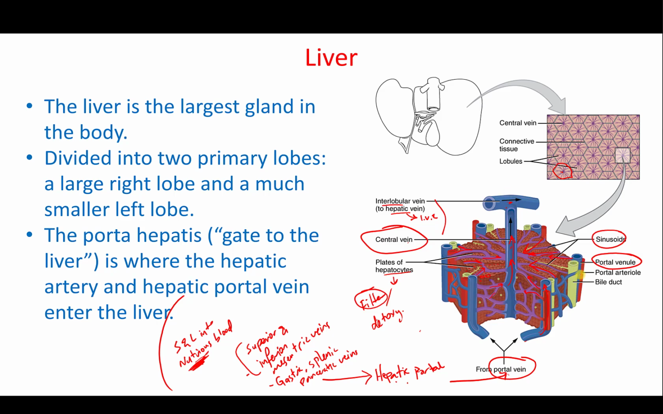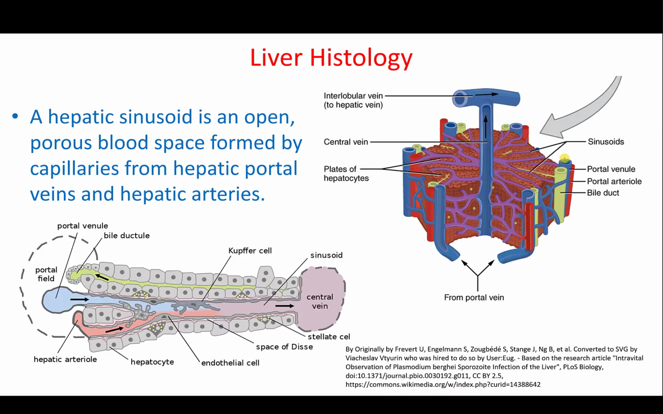Beside the portal venule, we have a portal arteriole. This is bringing oxygen to the liver cells, to the hepatocytes. And we have the bile duct. This bile duct is technically collecting bile from the cells producing it and sending it to the gallbladder, and we will talk about this. But those three together are a triad, and those are on the sides of the lobules.